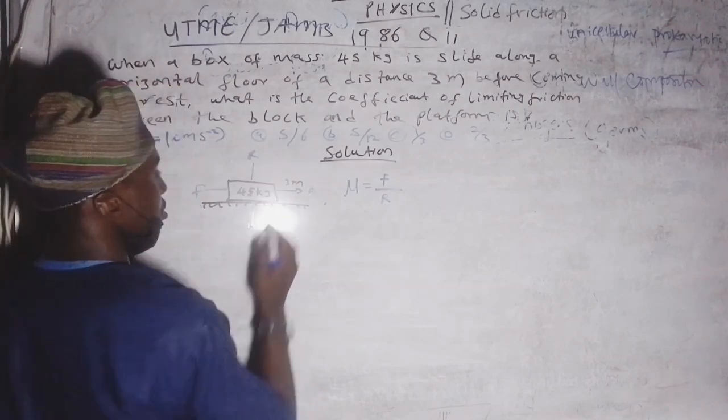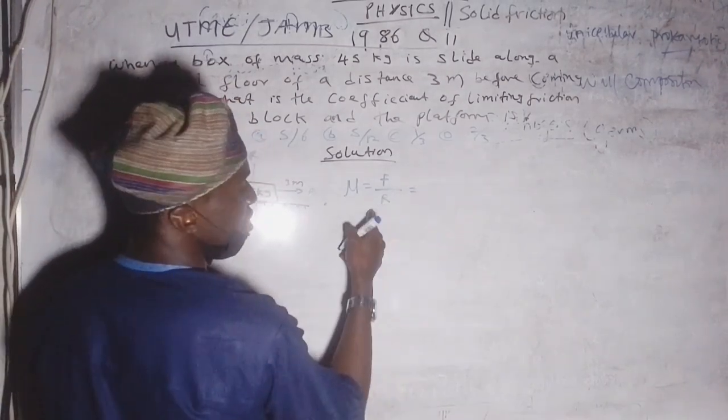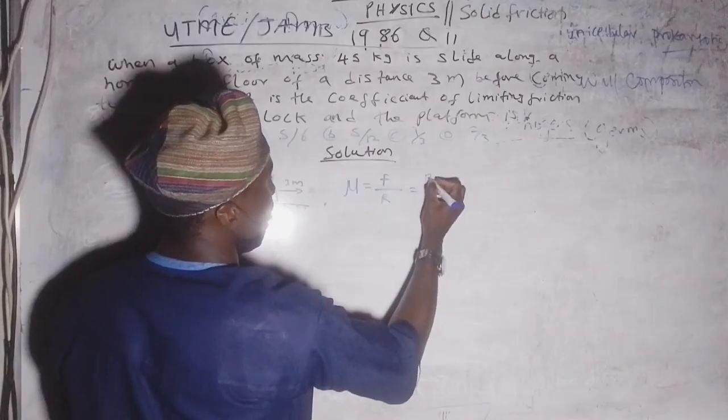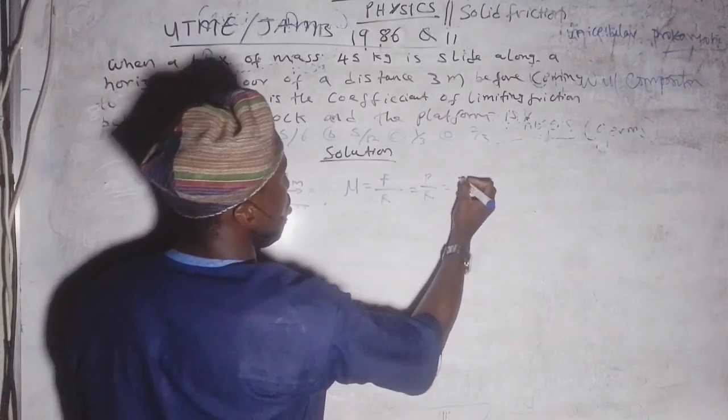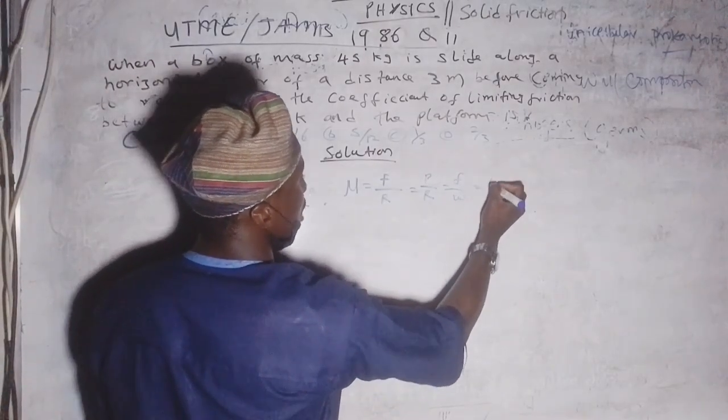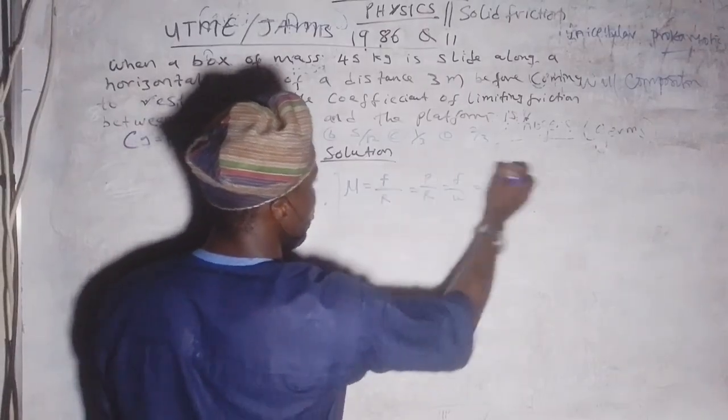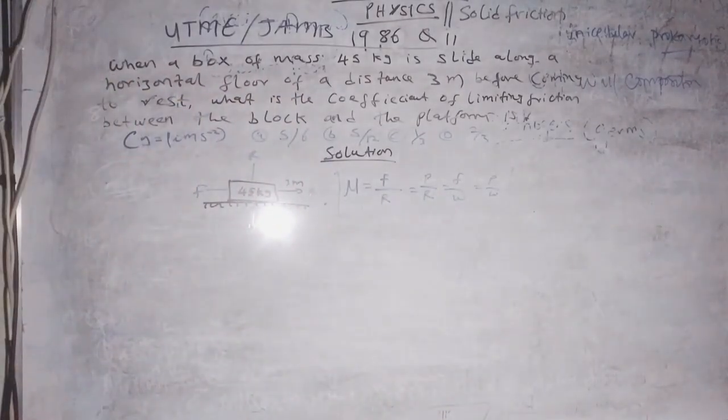Do you understand? So if it is static friction, our frictional force is the same thing as applied force, over reaction. Or you say frictional force over weight. Or you say applied force over weight. Please don't forget the formula. You have to memorize them.